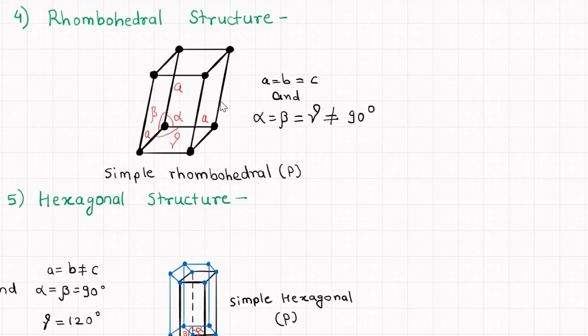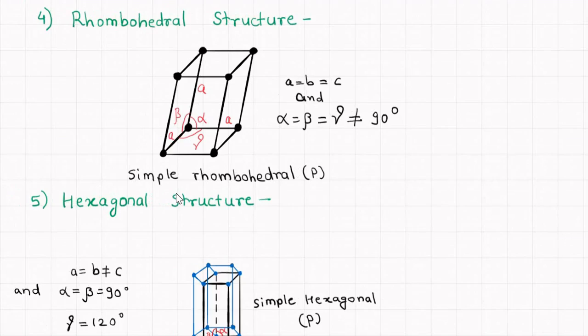Fourth one is rhombohedral structure. In this crystal arrangement, three equal sides are equally inclined but at an angle other than right angle. Therefore, in this crystal structure, A is equal to B is equal to C, but alpha is equal to beta is equal to gamma is not equal to 90 degree. Figure shows the simple rhombohedral crystal structure.